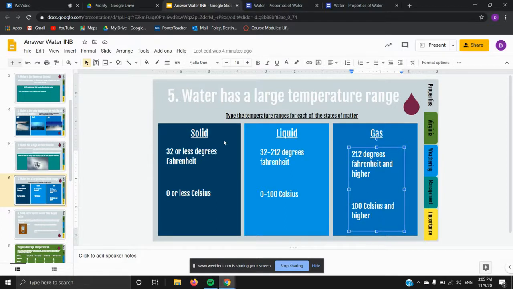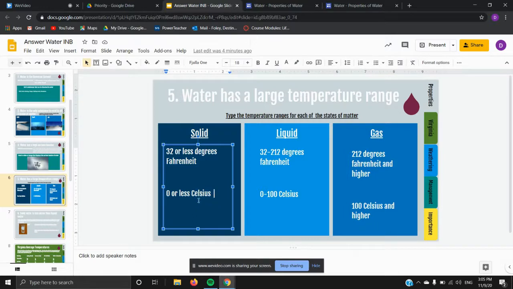Now, since we're in science, we're using Celsius here, and Fahrenheit is what we use when we're talking about the temperature in our house or the temperature outside, but normally in science we would use Celsius.